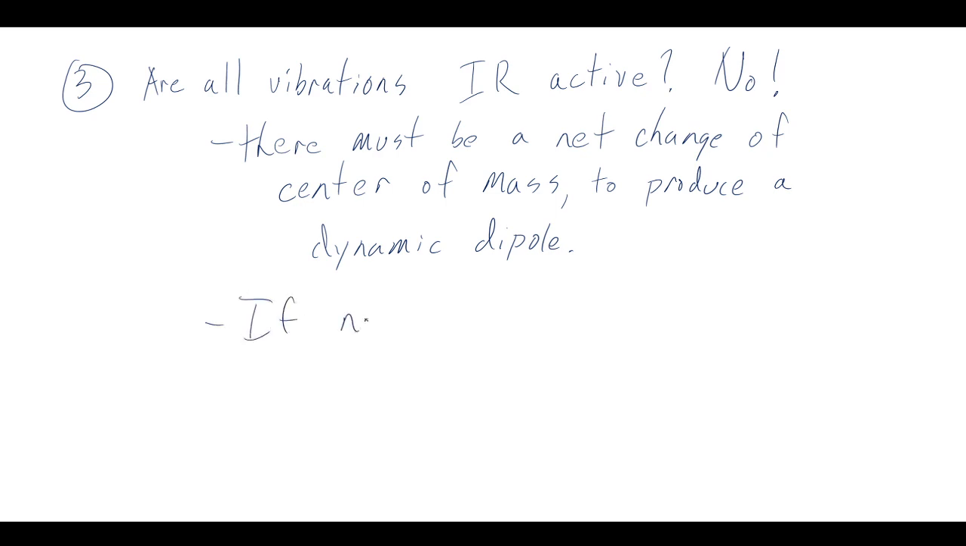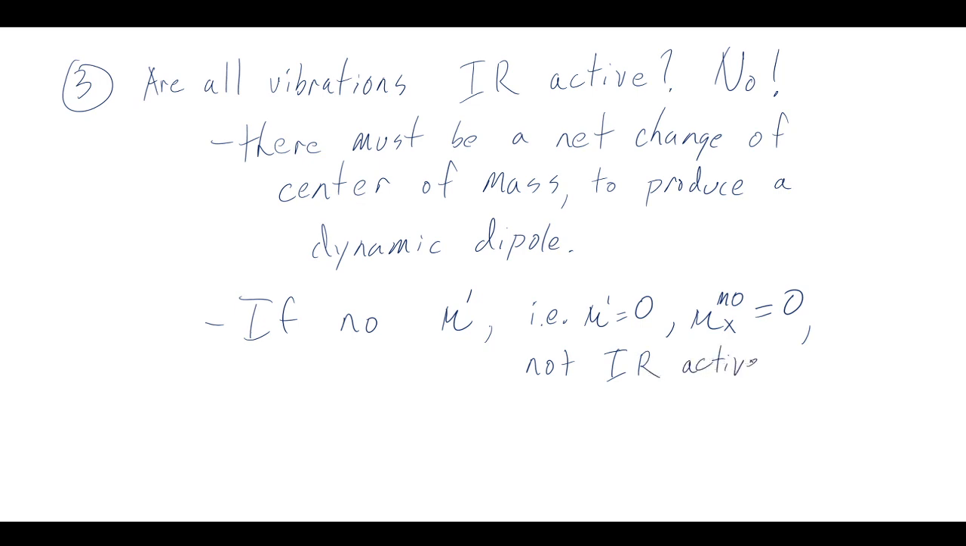So if there's no dynamic dipole, which we called mu prime in our previous lecture, i.e. mu prime equals 0, then our transition dipole moment that we talked about from state 0 to some excited state m will be 0, and there will be no interaction between the light and the molecule. Okay, so that's what it means to be not IR active.